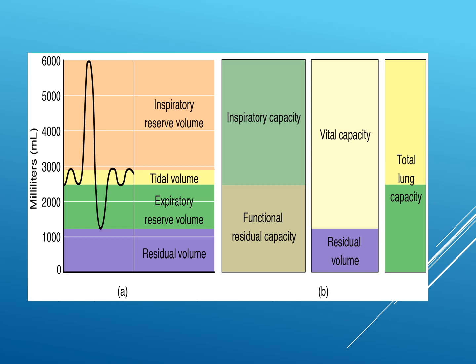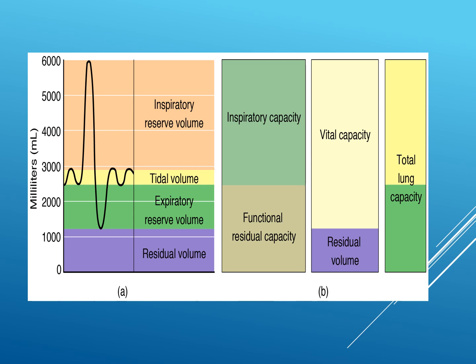If you can see here, it is defined as the volume of air inspired or expired with each breath during normal quiet breathing. So it is approximately 500 ml in a normal adult male.